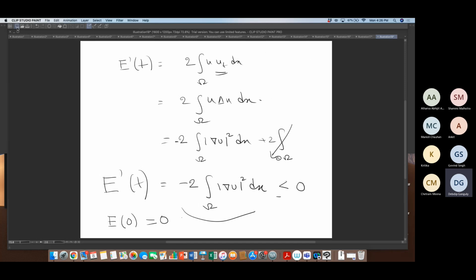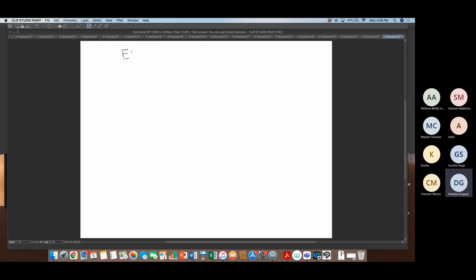So we have two quantities now. E of 0 is 0, E prime of t is negative, and E of t is always non-negative because it is an integral of a square. So what can I conclude? A function f with f of 0 equal to 0, f prime negative and f non-negative has its maximum at 0. So what will E(t) be? Identically 0 for all t.